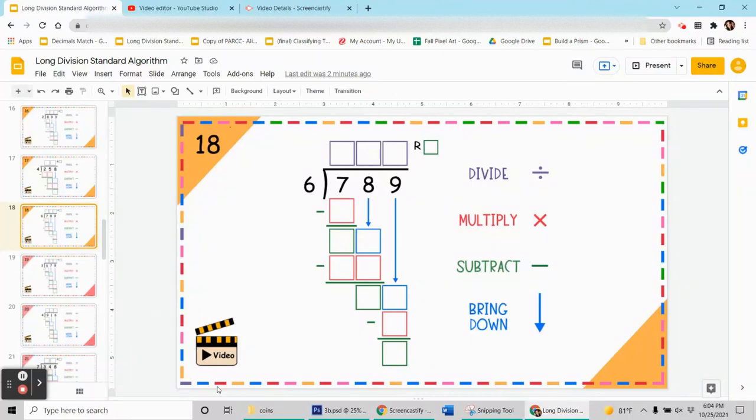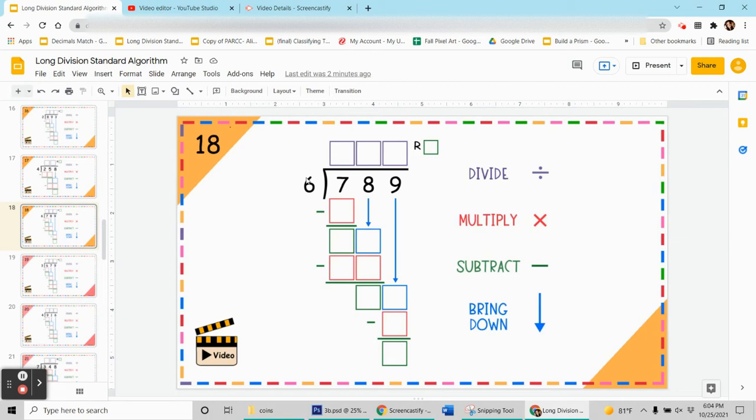Hello, today we're going to do 789 divided by 6, and we're going to use the standard algorithm: divide, multiply, subtract, bring down. We're using this 6 here, so everything we're dividing, we're trying to figure out how many 6s can go into it. And then we'll follow our steps, and when we get to the bottom, we just start again. So our first step here is to do 7 divided by 6.